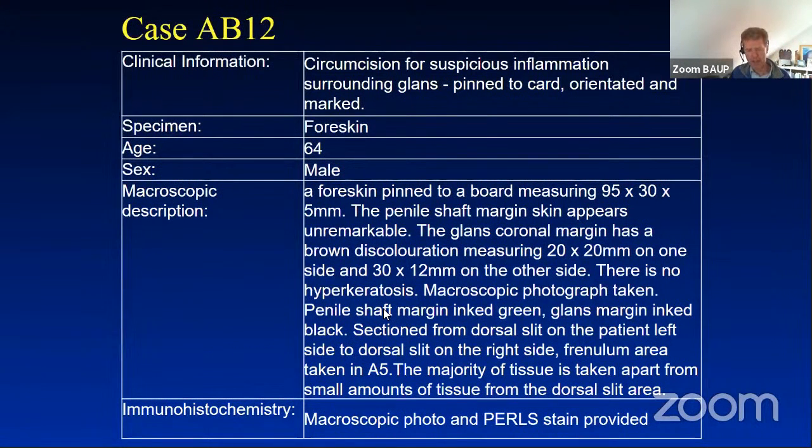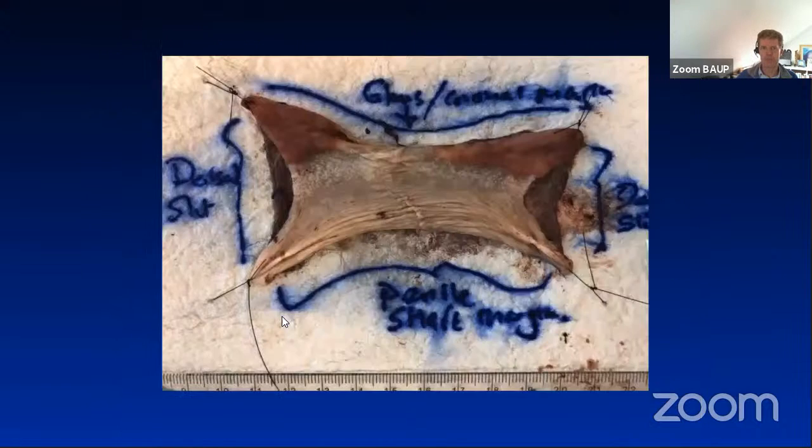And then moving on to AB12, which is a foreskin. We're told a 64-year-old, it's a male, and then there's some descriptions, which you don't really need. And we're given a macroscopic photograph and a pearl stain. So this is the macroscopic, and it's orientated and pinned out because the clinician was worried that it could be PIN.